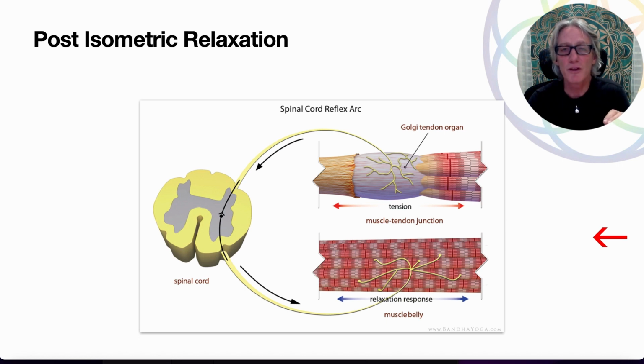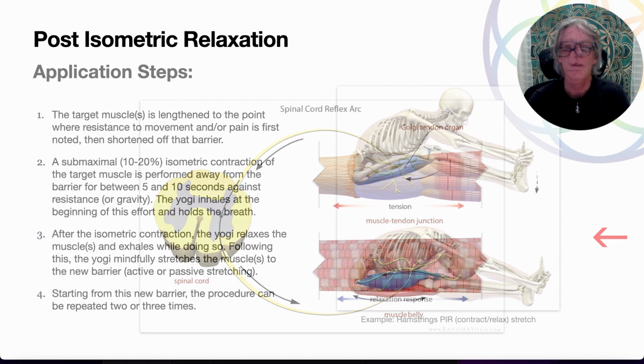So the same muscle that's getting a lot of tension put into it by contraction is also at the same time getting a relaxed response from the spinal cord. So that's how we have smooth, controlled movement. So post-isometric relaxation is basically a hack of this neuromuscular system.